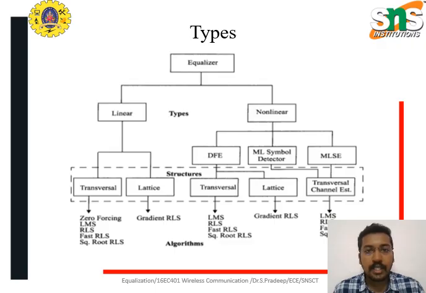Nonlinear equalizers. These are more complex and can handle channels with severe distortions. Decision feedback equalizer is a type of nonlinear equalizer, and these decision feedback equalizers use the detected symbols to estimate the inter-symbol interference and remove it from the received signal. Maximum likelihood sequence estimation. This technique tests all possible data sequences and chooses the one with the highest probability.